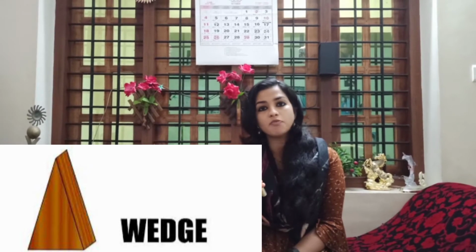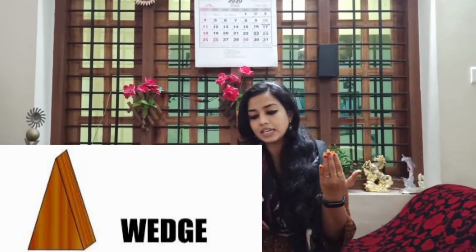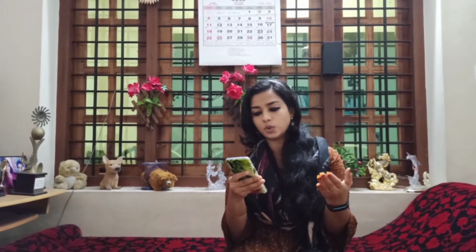Now the fourth type of simple machine is wedge, W-E-D-G-E. So underline the term wedge. It is also an inclined plane, with one slanting surface ending in a sharp edge. See children, it is an axe. It is used to cut wood. So an axe is also a wedge used to cut wood.